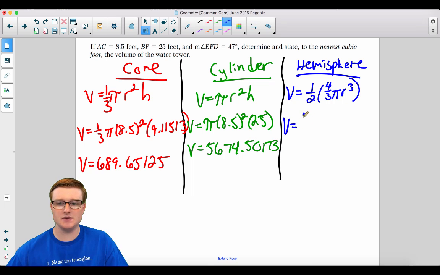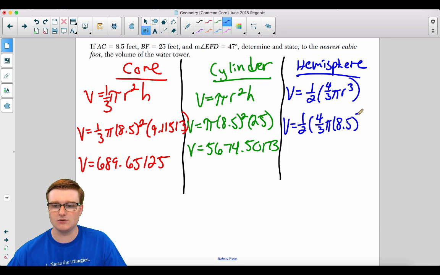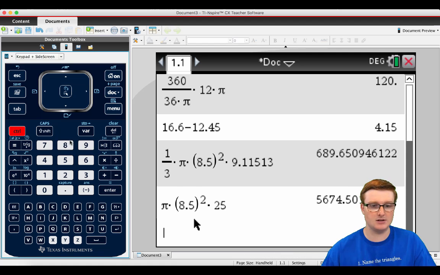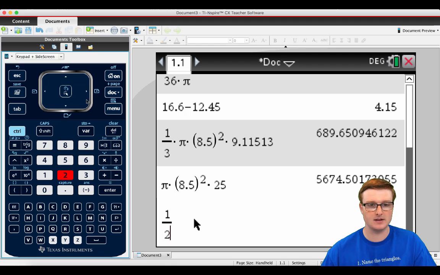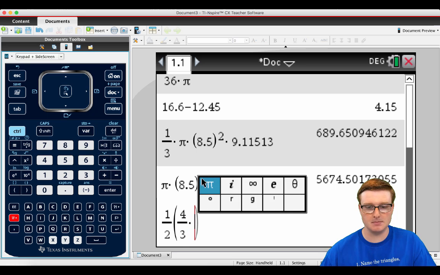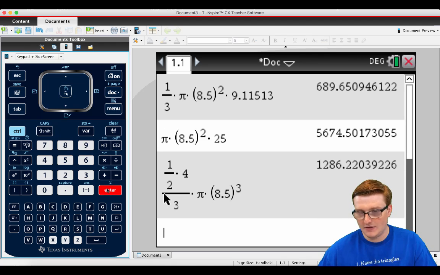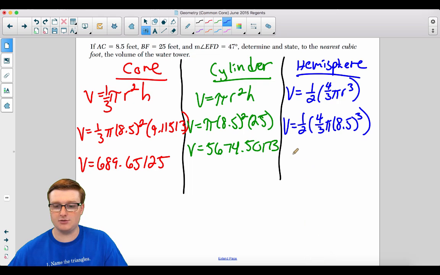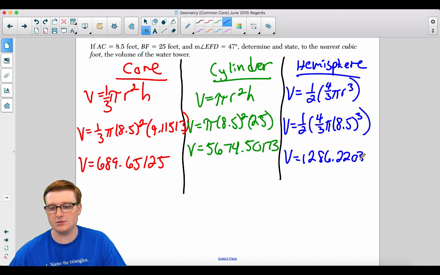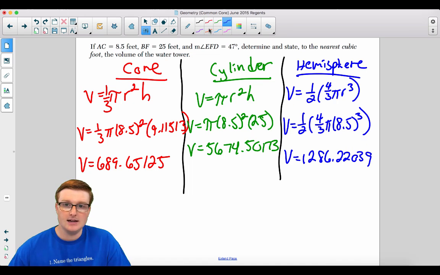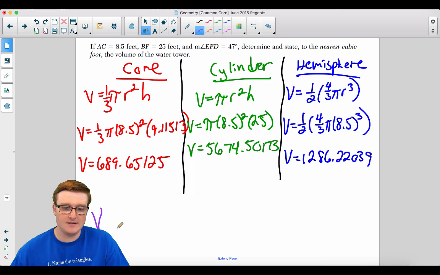Now, the volume of the hemisphere is 1/2 times 4/3 pi times 8.5 raised to the third power. Let's go ahead and type it in. Control division, 1/2 in parentheses 4/3 times pi times 8.5 to the third. Who's bored yet? I am so sick and tired of doing this. 1,286.22039.